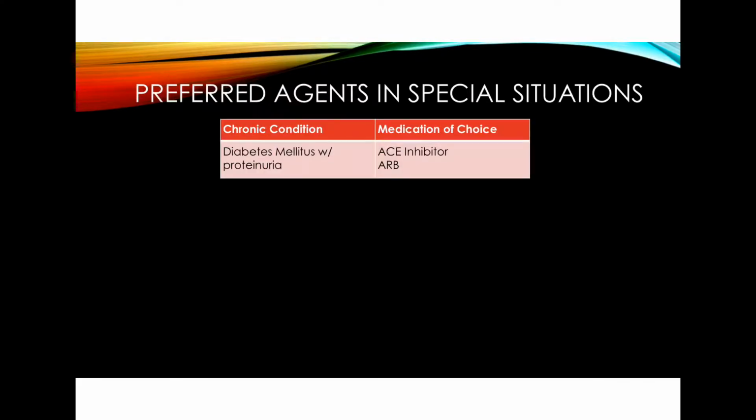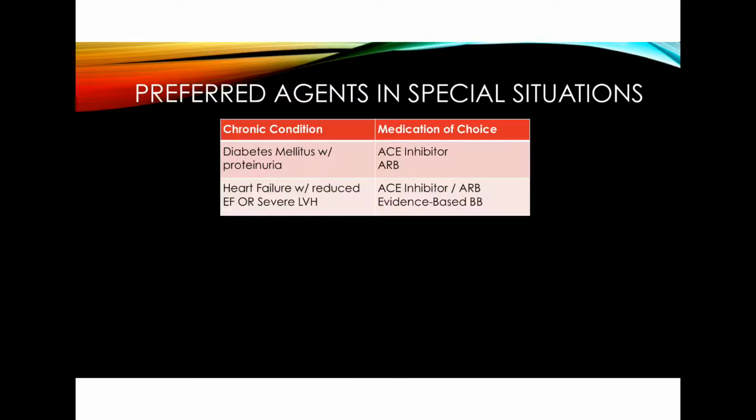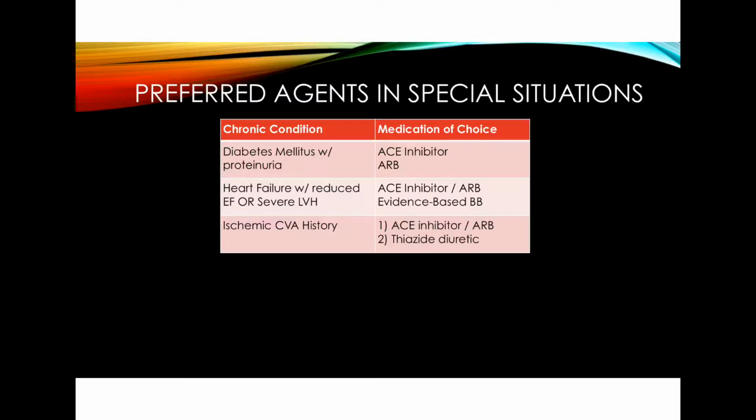In general, we recommend that patients with diabetes and proteinuria on their urinalysis should be placed on either an ACE inhibitor or angiotensin receptor blocker. Patients with heart failure or severe LVH should be on both an ACE inhibitor or angiotensin receptor blocker and one of the evidence-based beta blockers such as carvedilol, metoprolol, or bisoprolol. For patients with a history of ischemic stroke, it's recommended that the first-line therapies include an ACE inhibitor or ARB and a thiazide diuretic if dual therapy is needed.